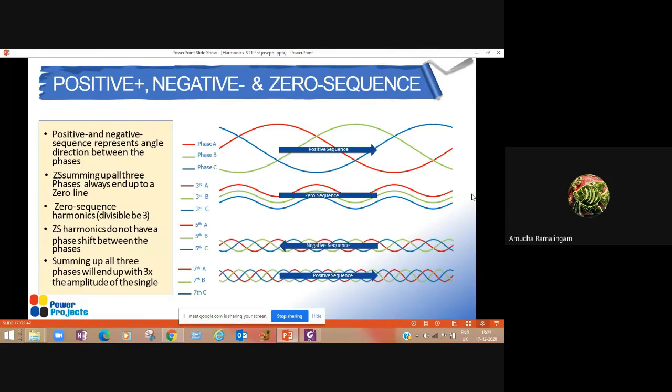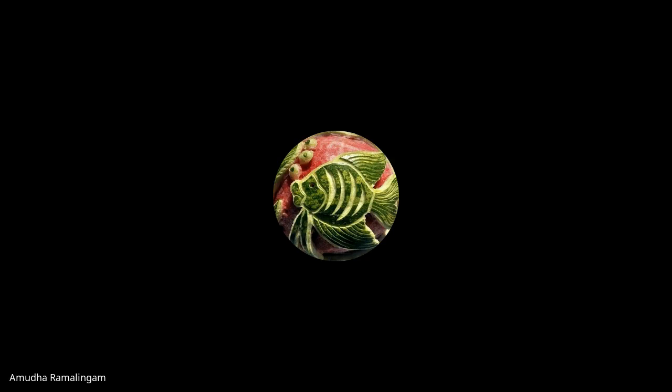So what it implies is that there is no phase difference between these waves. There is no angle between these waves, right? Zero sequence always says that the magnitude will be the same, but there will not be any phase difference between the components, unlike a positive sequence or a negative sequence harmonic. So these are the zero sequence harmonics.